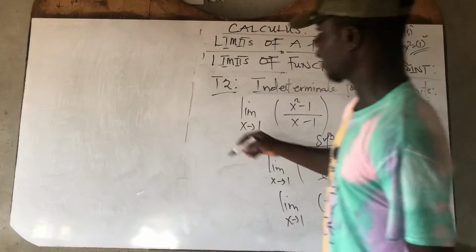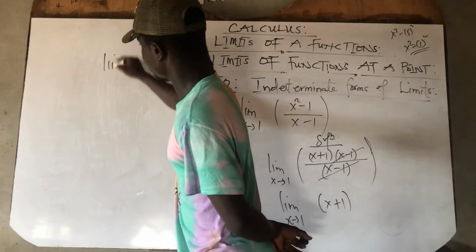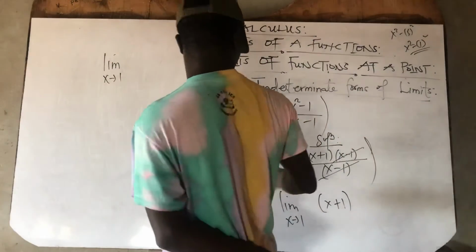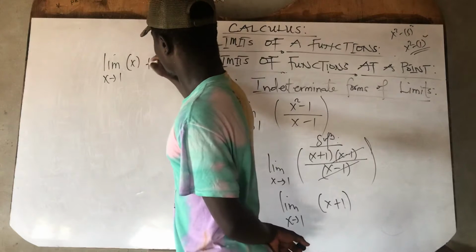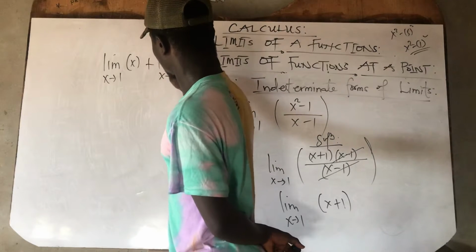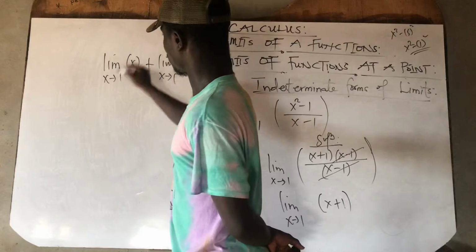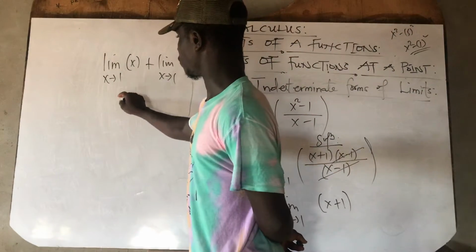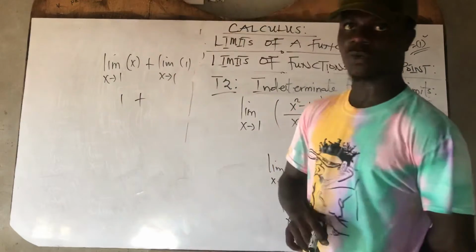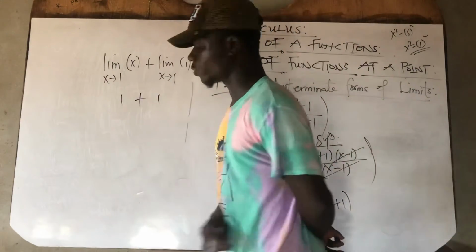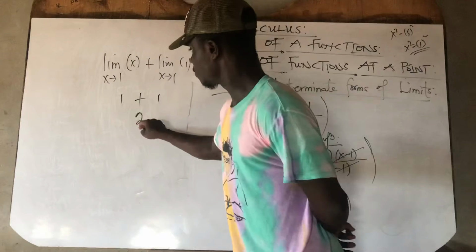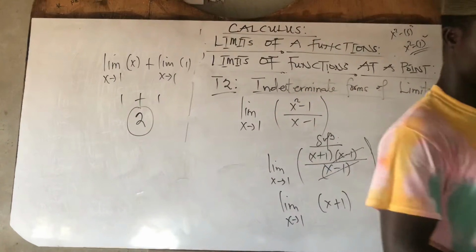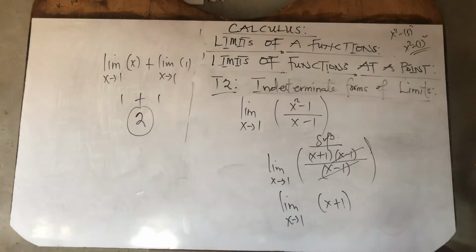So I can move further and say that the limit as x approaches 1 of x, plus the limit as x approaches 1 of 1. So I'll plug in what? 1 into the what? The x value place. So which is 1, plus the limit of a constant is what? The same constant, which is 1. So 1 plus 1 gives 2.